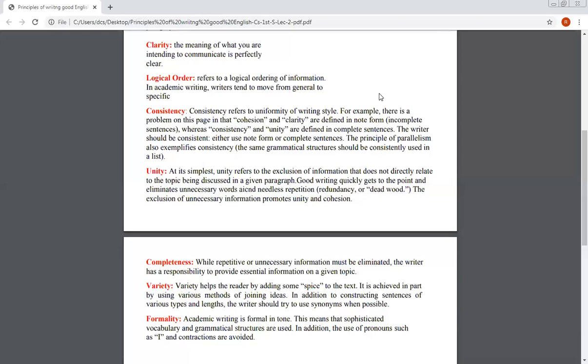This is again very wide in nature. Variety, in the context of using vocabulary, the words we are using, there must not be repetition of the same word. Let me give you an example.